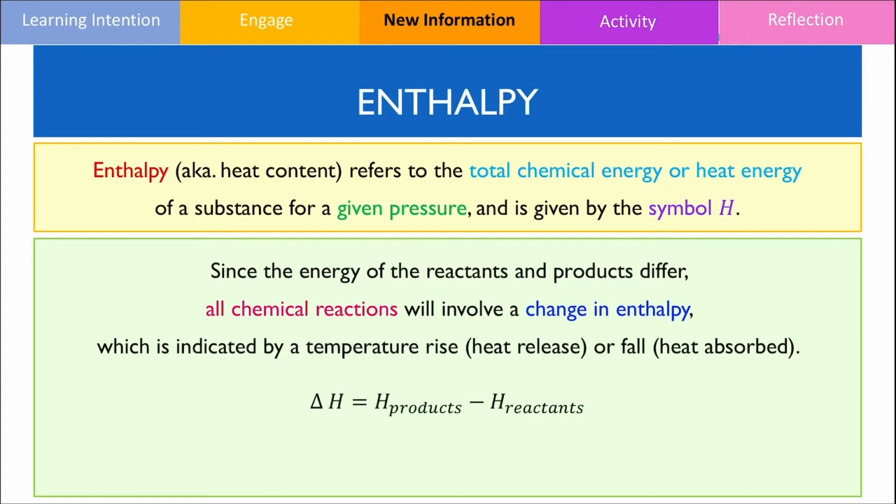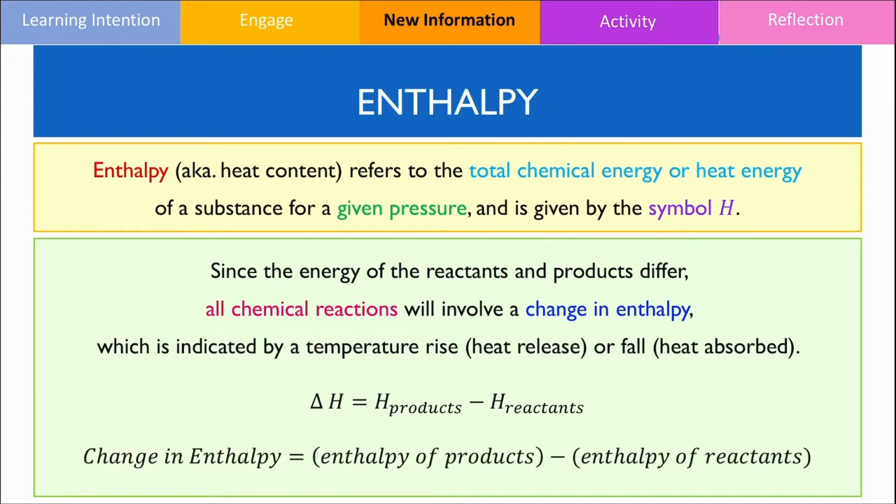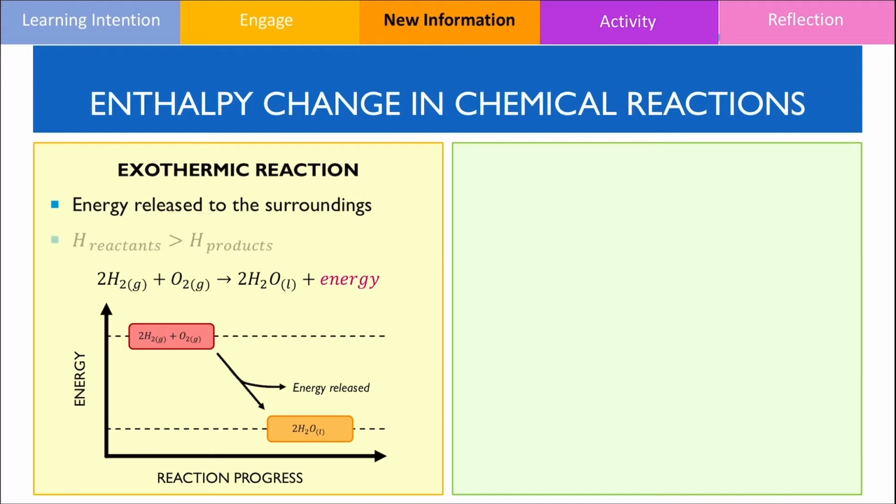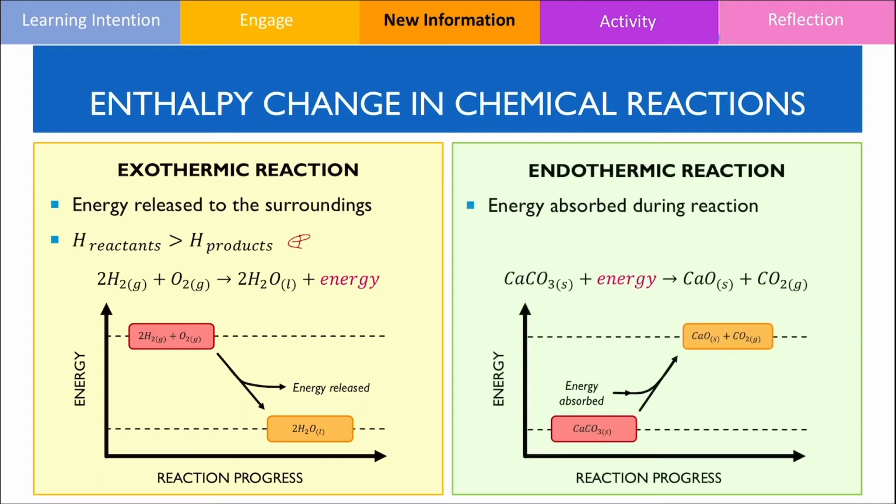ΔH, or the change in enthalpy, equals the enthalpy of the products minus the enthalpy of the reactants. In an exothermic reaction, we said that energy is released to the surroundings. We can explain this by saying that the enthalpy of the reactants is greater than the enthalpy of the products as shown over here. In contrast, energy is absorbed in an endothermic reaction. By absorbing energy from the external environment, the enthalpy of the products is greater than the enthalpy of the reactants.